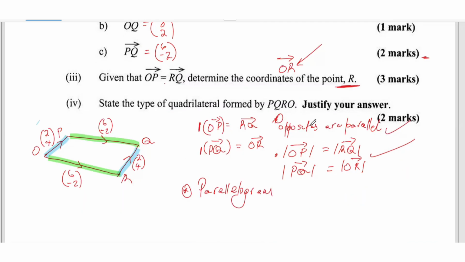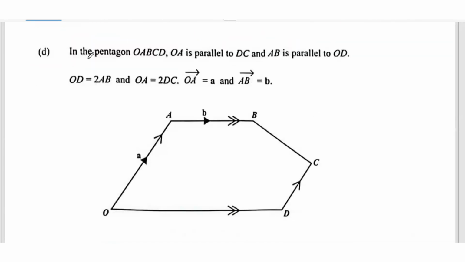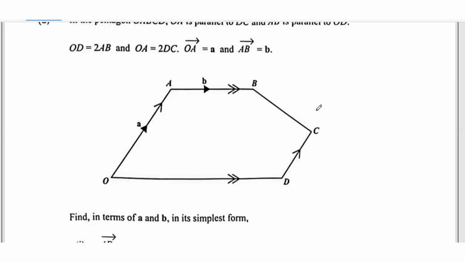Let us look at another vector question. So the question says, in the parallelogram OABCD, OA is parallel to DC. We're seeing those notations, parallelism. AB is parallel to OD. OD is equal to 2AB and OA is equal to 2DC. OA is equal to small a and AB is equal to small b. You're seeing them on it.